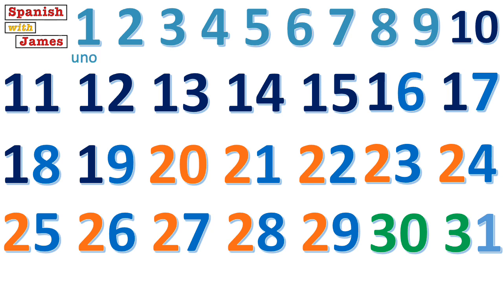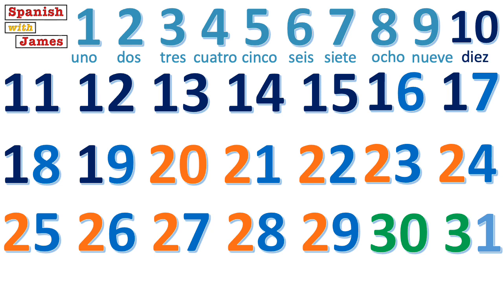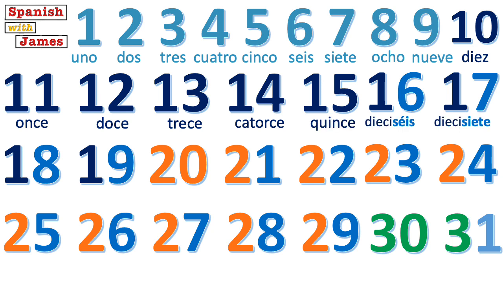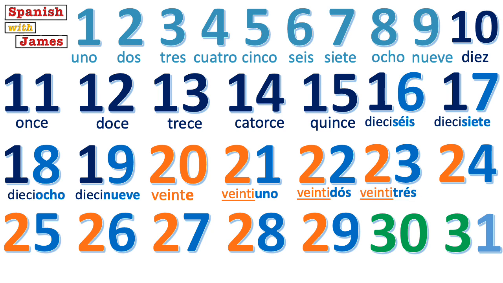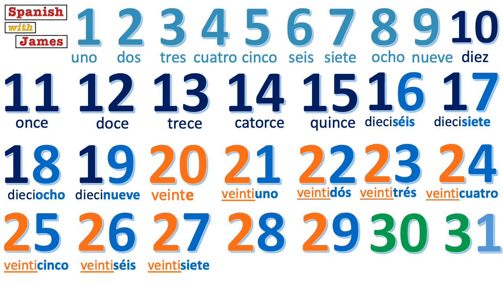Okay. 1, 2, 3, 4, 5, 6, 7, 8, 9, 10, 11, 12, 13, 14, 15, 16, 17, 18, 19, 20, 21, 22, 23, 24, 25, 26, 27, 28, 29, 30, 31.